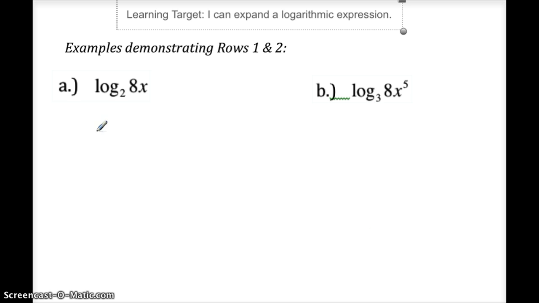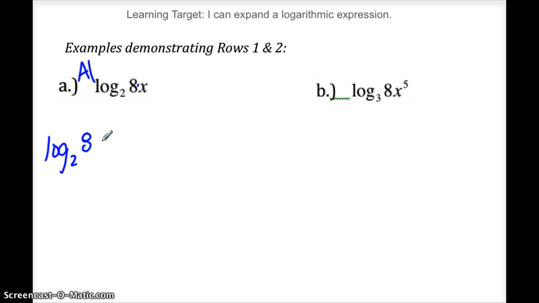Now here are just a few real examples, if you will. They've got some numbers in there. This would match up with example A1 if you have one of our note sheets, because we have two things multiplied, 8 times x. So to expand it, we break up with addition: log base 2 of 8 plus log base 2 of x. And we're only concerned about expanding right now.